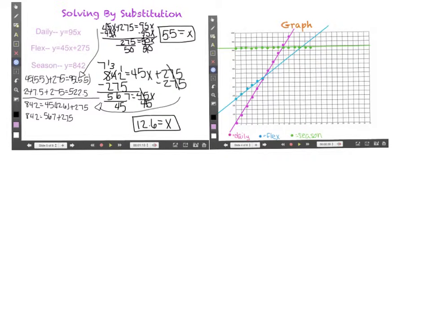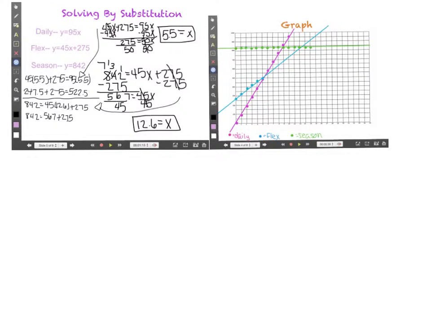So when you do the daily and Flex Pass, your equation is 45x plus 275 equals 95x. Then you subtract 45x on both sides, giving you 275 equals 50x. Then you divide by 50 on both sides, giving you 5.5 equals x. So that means after 5.5 days of using the daily pass, then you want to use the Flex Pass because the daily would be too much. And on the graph, it intersects right here.